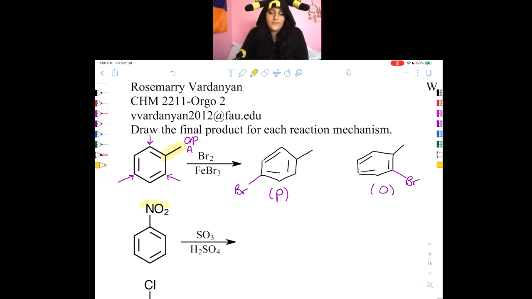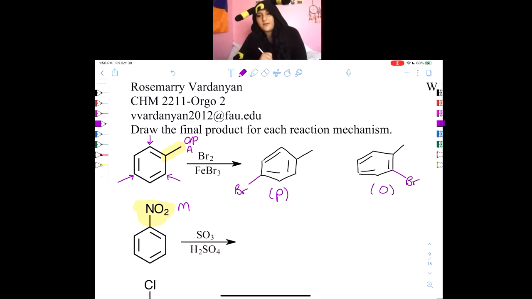All right, so what about this one? Is this an ortho-para-director or is it a meta-director? Meta, and that is because it is a what? Activator, weak deactivator, or strong deactivator? Strong deactivator.